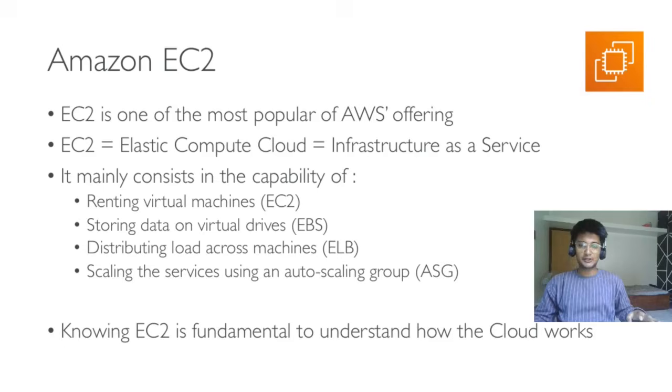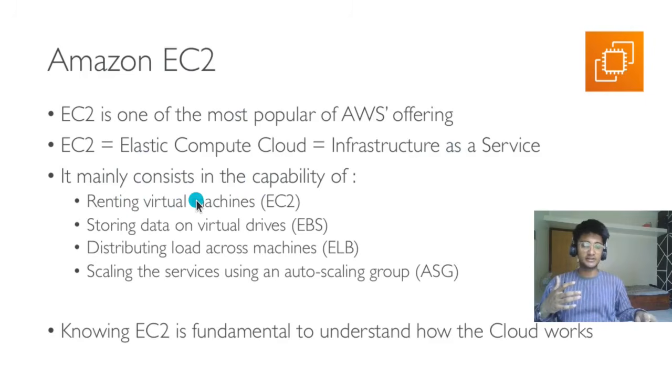So let's talk about AWS EC2. EC2 is one of the most popular services of AWS, and it is one of the oldest services as well. It stands for Elastic Compute Cloud, and it is infrastructure as a service. So in cloud, there is infrastructure as a service, platform as a service, and software as a service. In infrastructure, you need to set up everything from the ground up, which means you will get only servers in EC2. You need to install the operating system, you need to install your software, everything. So this is infrastructure as a service, and it mainly consists of renting.